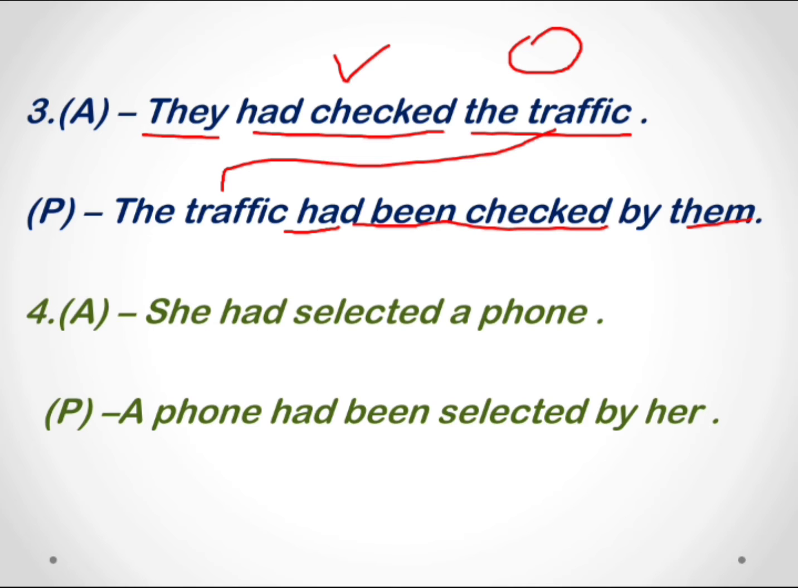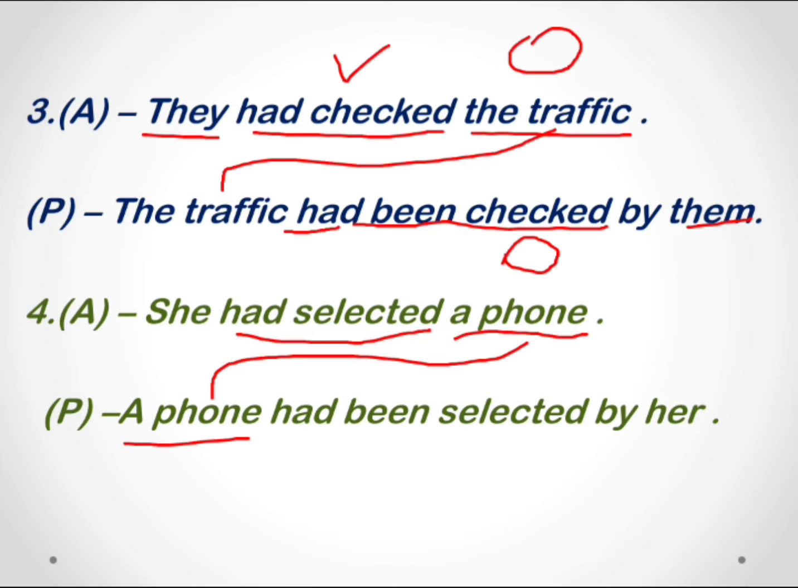Next sentence, she had selected a phone. She is the subject, had selected is the verb. What did she select? A phone. So a phone is the object. The object in the active voice becomes the subject of the passive voice. So we begin the passive voice with a phone.